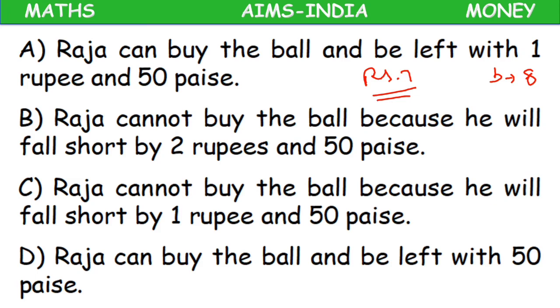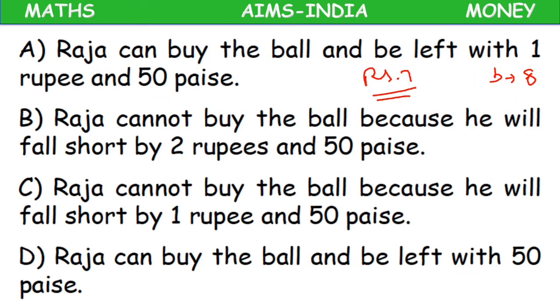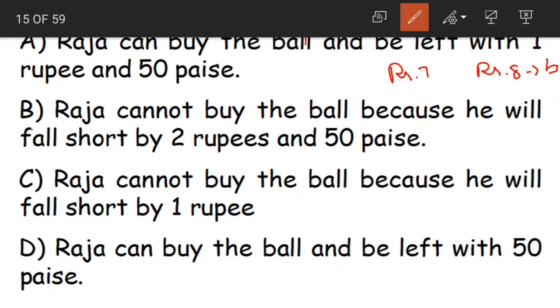Now let us look at the options. We have to find out the statement which is true. Option A, Raja can buy the ball and be left with 1 rupee and 50 paisa. See children, the ball is 8 rupees and he has only 7 rupees. Can he buy the ball? No. If you look at option B, Raja cannot buy the ball. Yes, Raja cannot buy the ball. But again, what are they saying? Because he will fall short by 2 rupees and 50 paise.